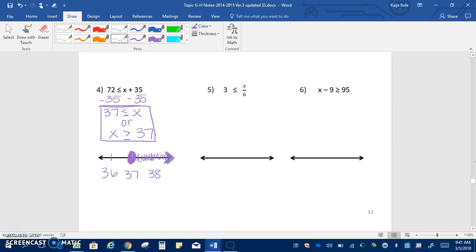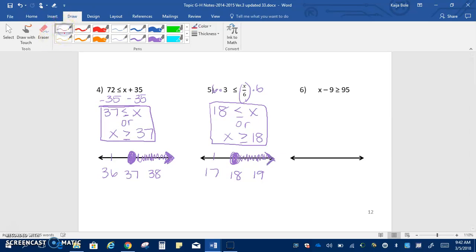Okay. One more here we're going to do all together. We have 3 is less than or equal to x over 6. So we're going to multiply by 6 on both sides. So we get 18 is less than or equal to x. Again, if you need to rewrite it, we could have x is greater than or equal to 18. So now when we go to graph, 18 will go in the middle. And then we have 19 and 17, and it's going to be a closed circle because of that equal to. And because it's greater than, we are going to shade everything to the right.